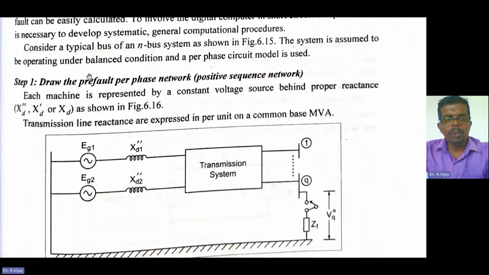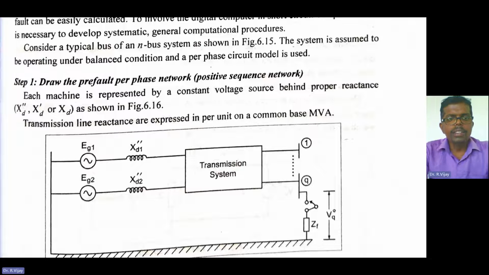The system is assumed to be operated under the balanced condition, and a per phase circuit model is used. There are some predefined steps, an algorithm, for the short circuit analysis of an N-bus system.